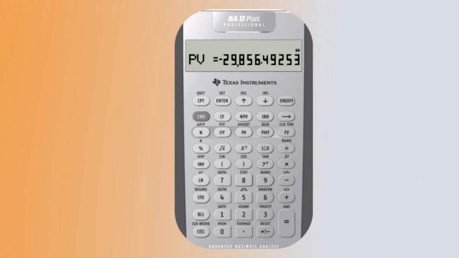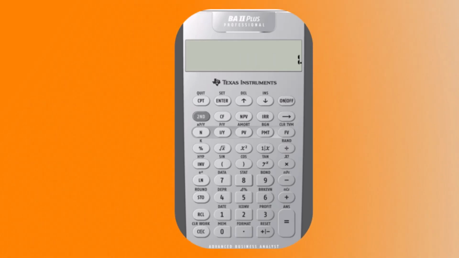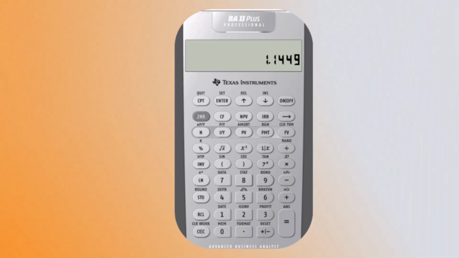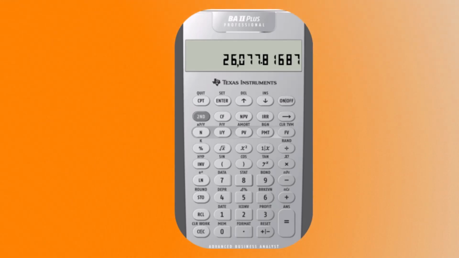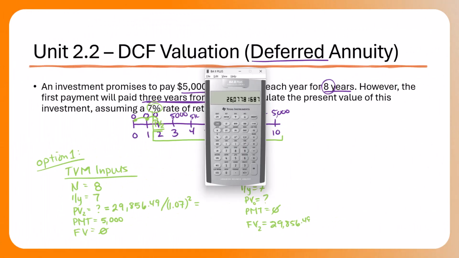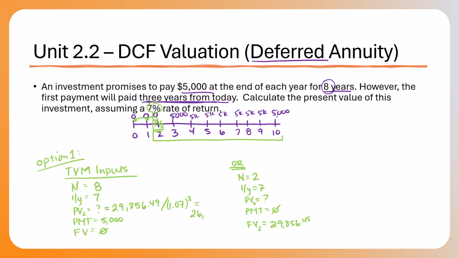I will just go ahead and divide this by open parentheses 1.07 squared. And we find that the present value of this series of cash flows happens to be $26,077.82. This might be a great example of where the cash flow worksheet might be more advantageous for us to use versus the time value of money input parameters because it does require extra steps here.